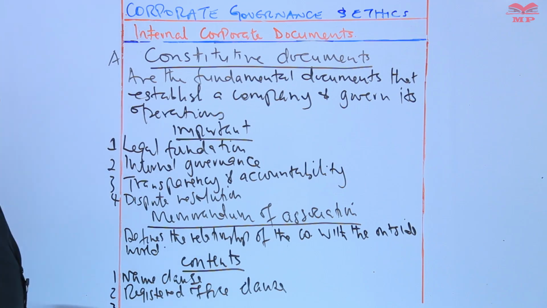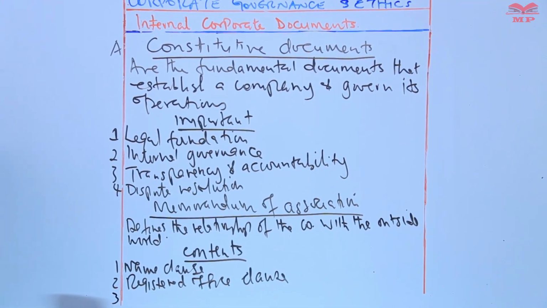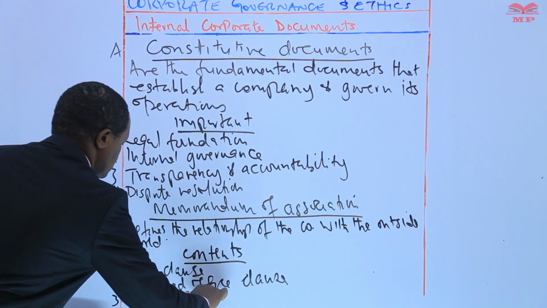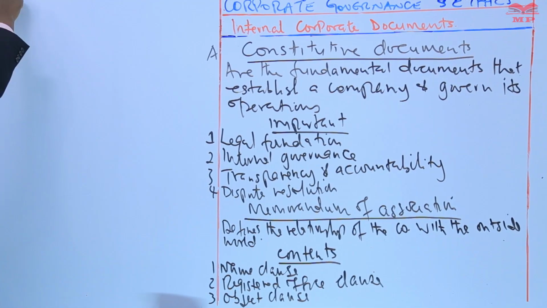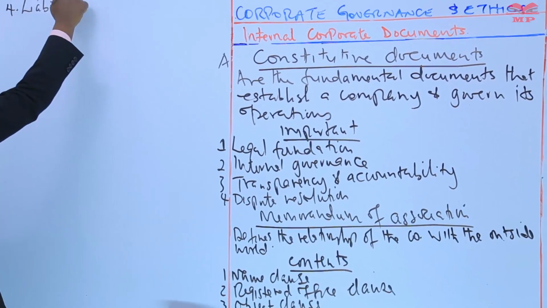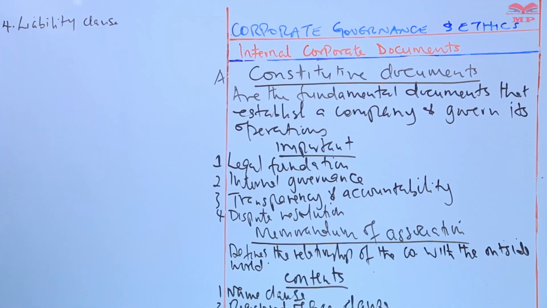Three, the third content is the object clause. The object clause defines the main objectives of the company, and it outlines the scope of activities that the company can engage in and the limitations of its operations. This clause is crucial, as the company cannot undertake any activity that is not mentioned in the object clause. Four, the liability clause.